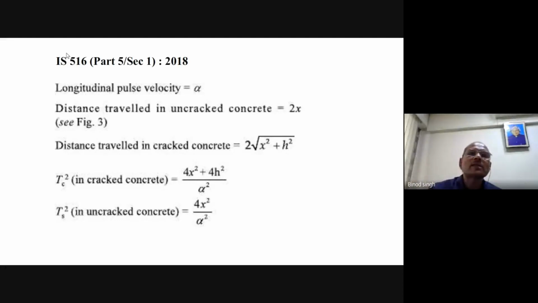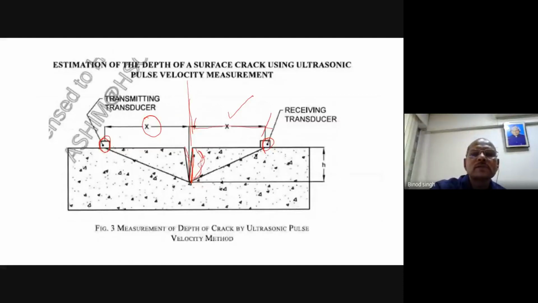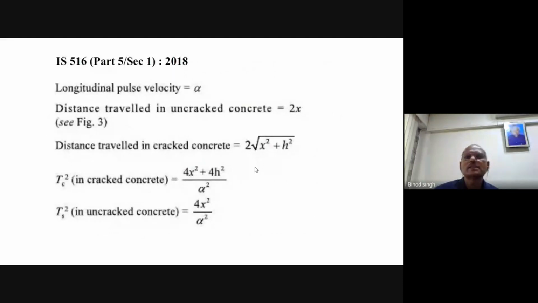Let us say the longitudinal pulse velocity is alpha, and consider the distance traveled in uncracked concrete. If there were no crack, the pulse could have traveled a distance of 2x. But since the crack is there, the path changes like this, and the pulse moves in this fashion, so this distance will increase. The distance traveled in cracked concrete is, by Pythagoras theorem, the square root of x square plus h square, where h is the depth of the crack.